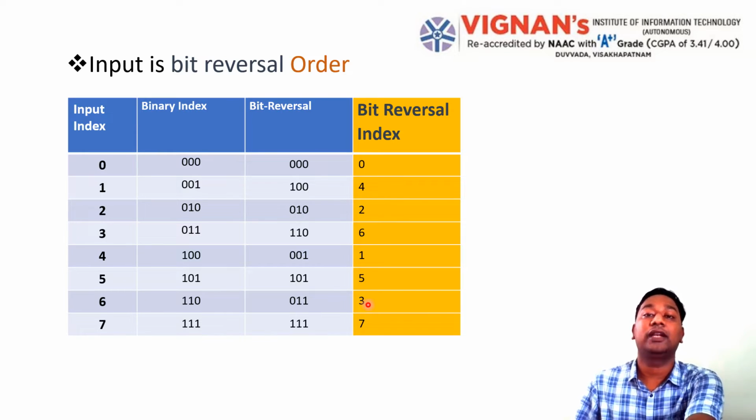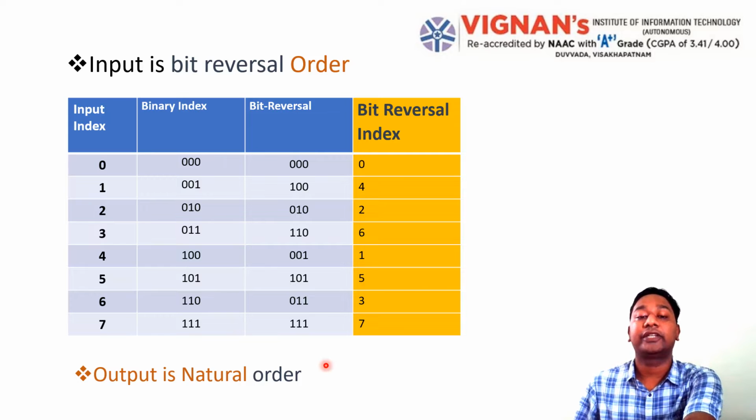So that is the order in which we will write the input sequence. The output is in natural order. Whatever values we find in the output, that is in natural order.